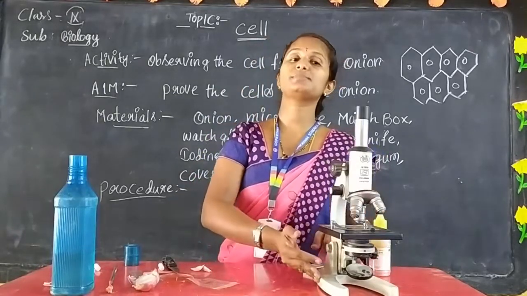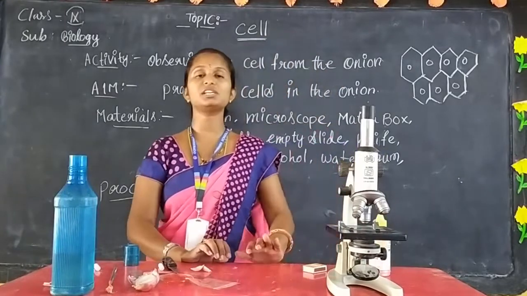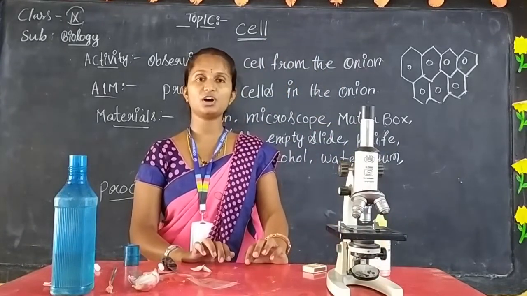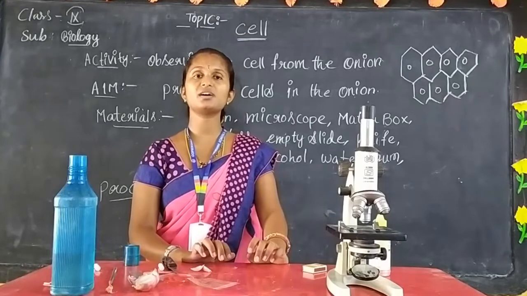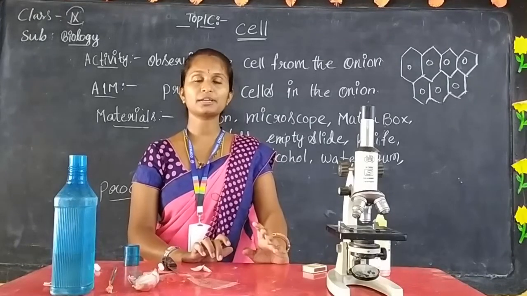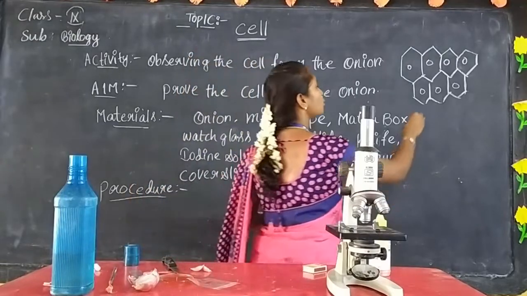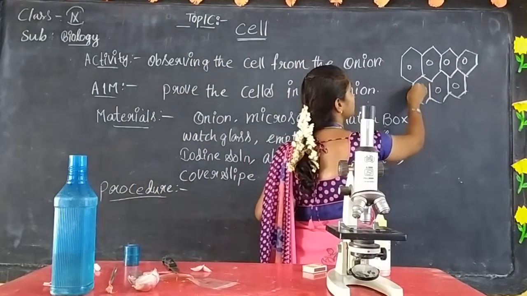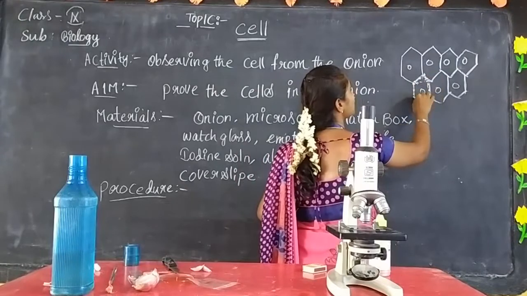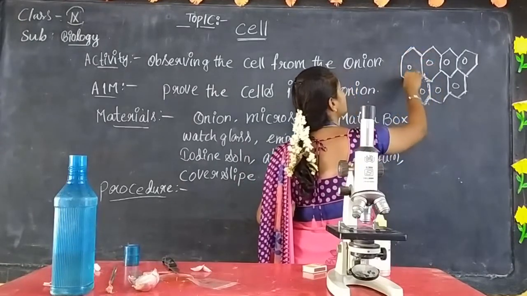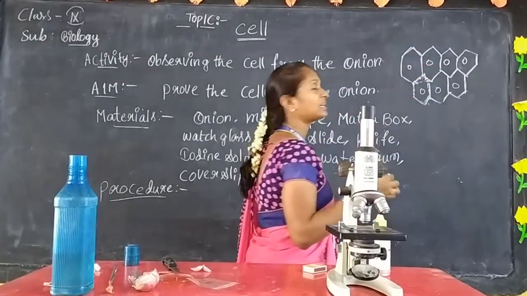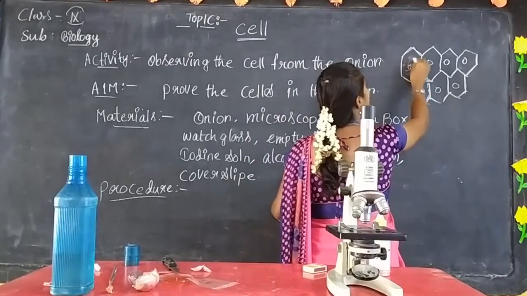And in today's session we discussed the activity of observing the cells from the onion with the help of the microscope. And which structure did we observe under the microscope? Honeycomb structure. The outline will be a thick color, and inside it will be like a pale color.